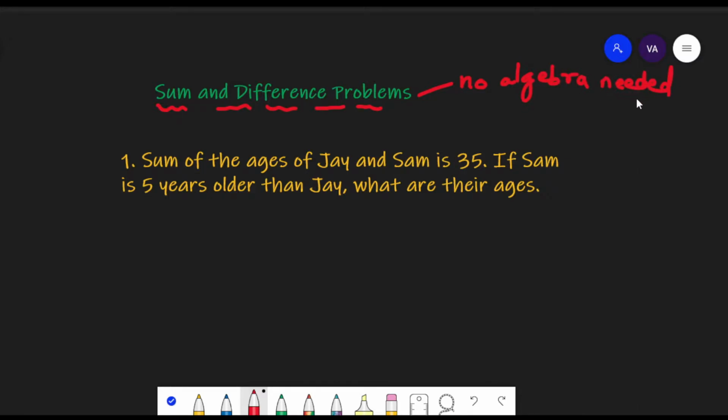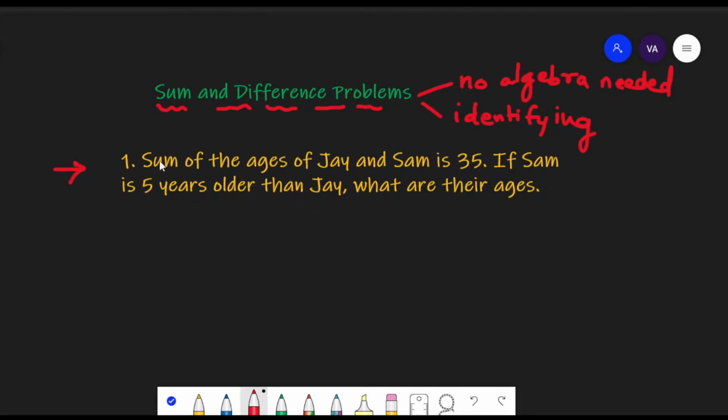Okay. And the gist is in first identifying that this is a sum and difference problem. So let us start with an example directly. See the first example: sum of the ages of J and Sam is 35. If Sam is 5 years older than J, what are their ages?